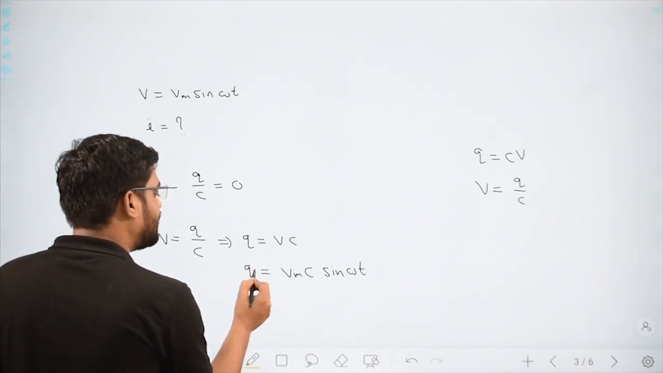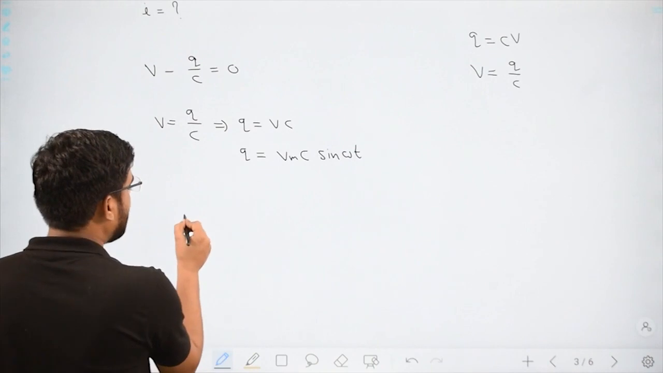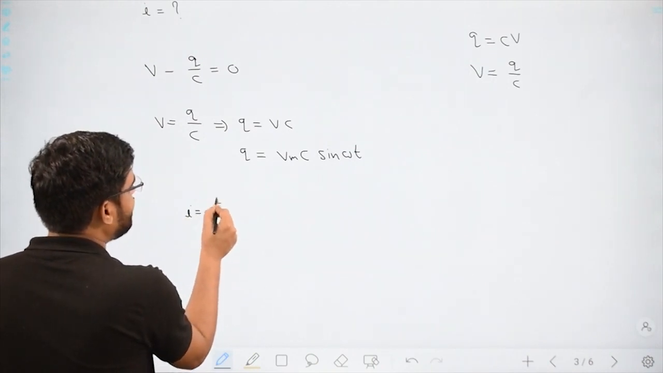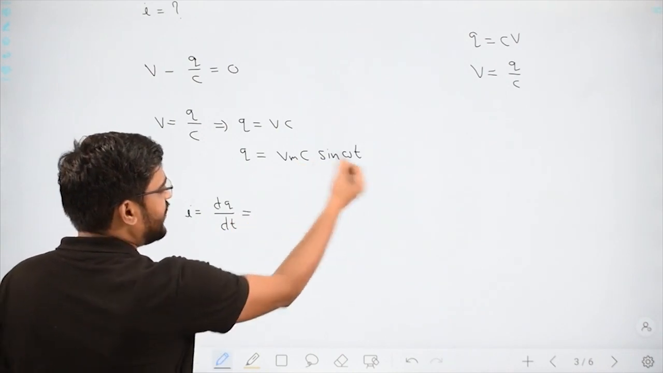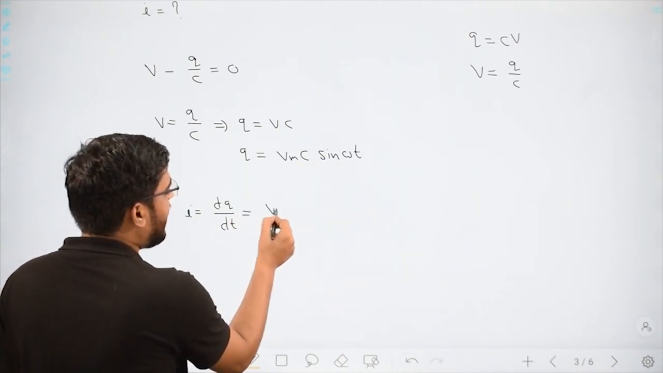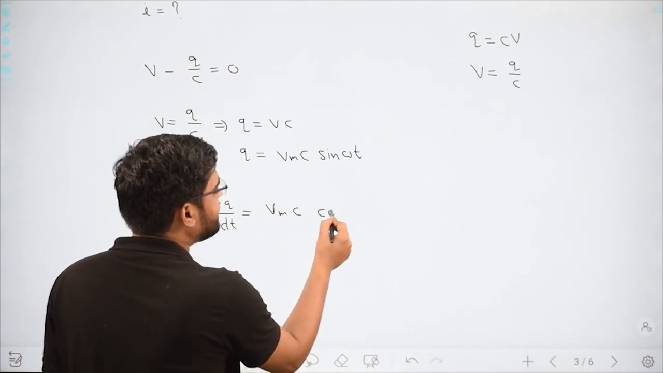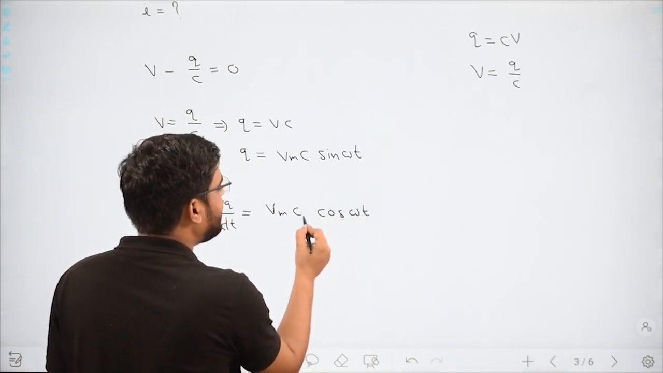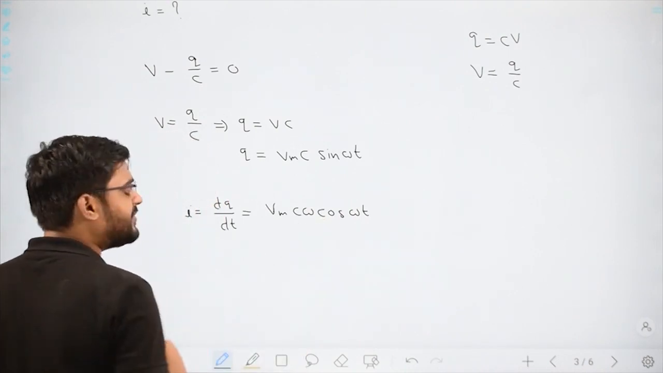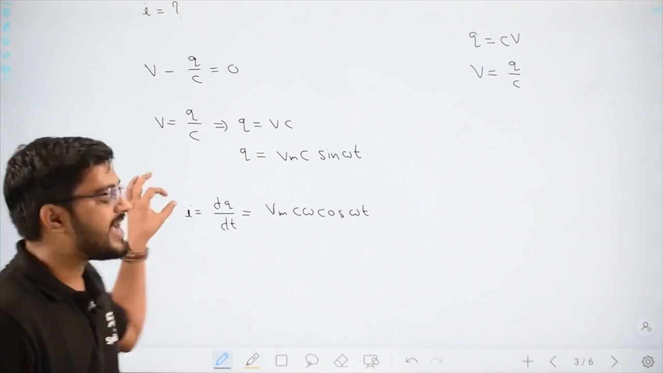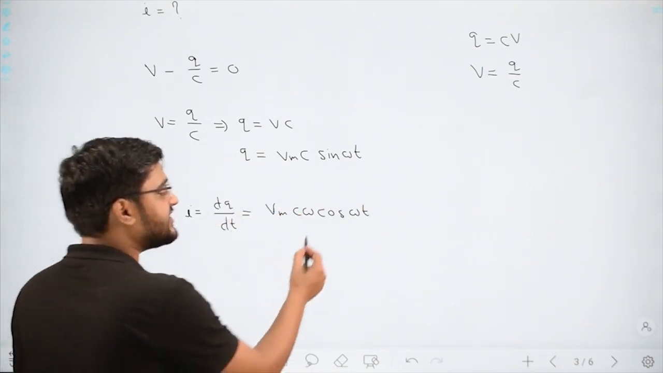And now to find the current, I am simply differentiating it. I know that current is dq by dt. What is the differentiation of this? Vm C remains here, and differentiation of sine omega t is cos omega t into further omega. But remember we were saying that I is sine omega t. We have to make something form like this. First thing, this is cos.